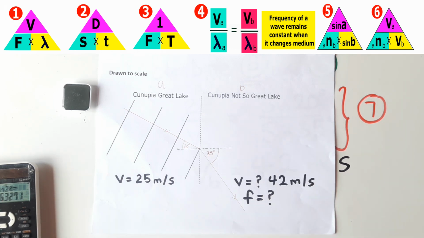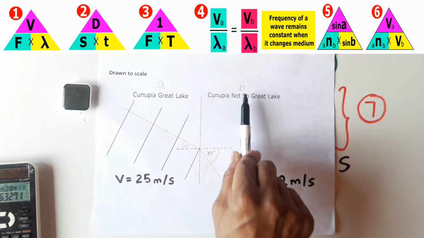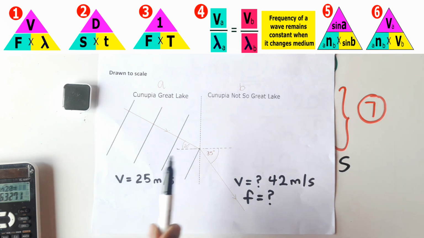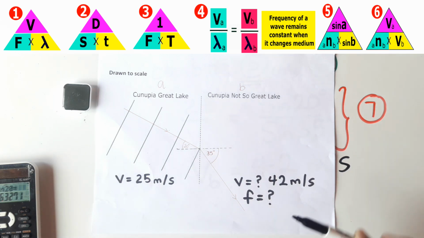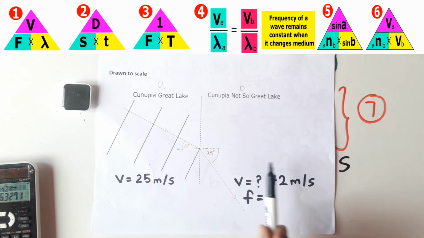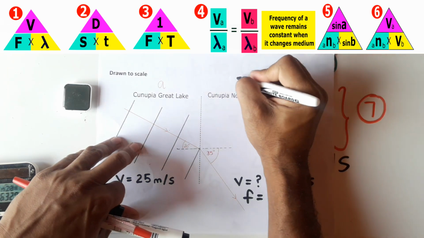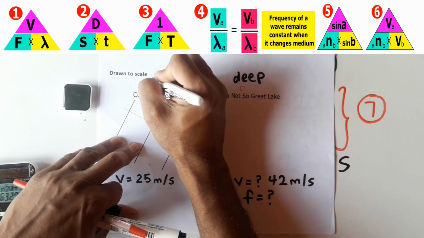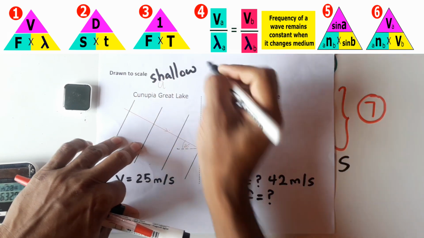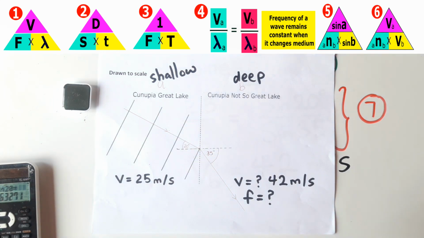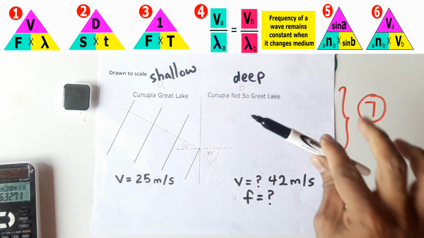Right. So if you go back to the beginning of this video and view the little diagrams I drew, in the deeper region it moves faster. You will notice in region B the velocity is 42, while in region A the velocity is 25. So that means the velocity here is larger. So that means for some strange reason, here is the deep and over here is the shallow. Who would have thought? Alright, so for some reason the Columbia not so great lake is the deeper one.